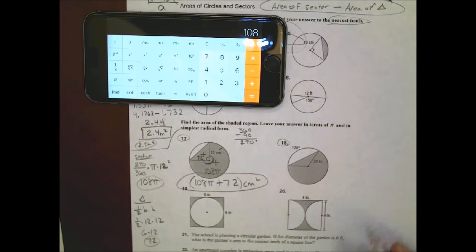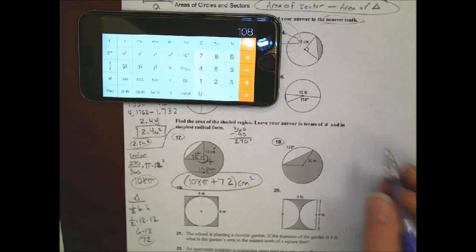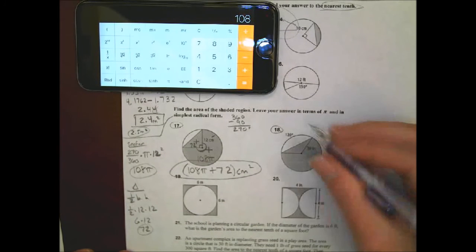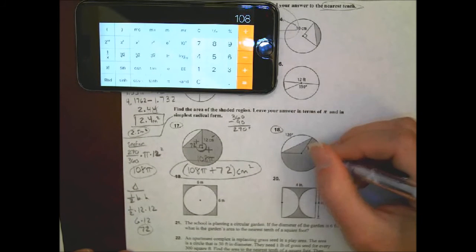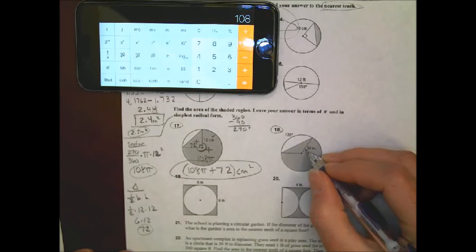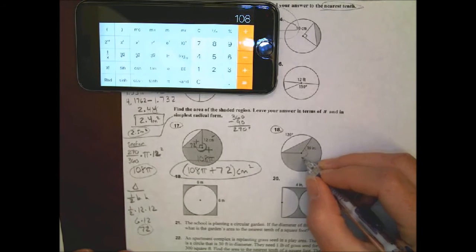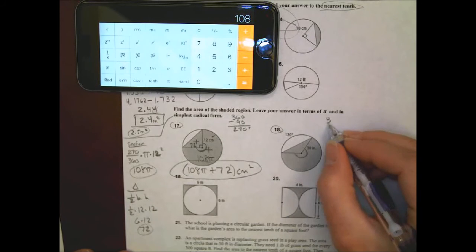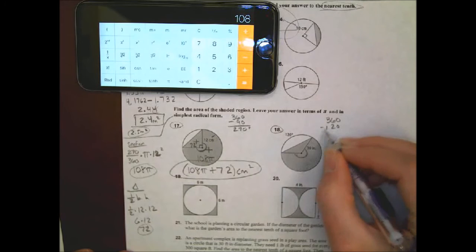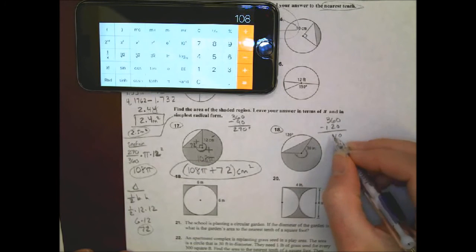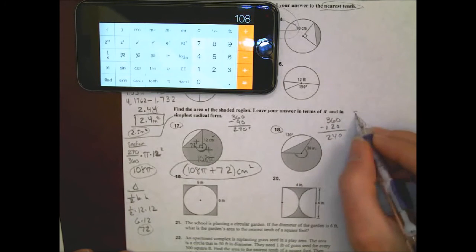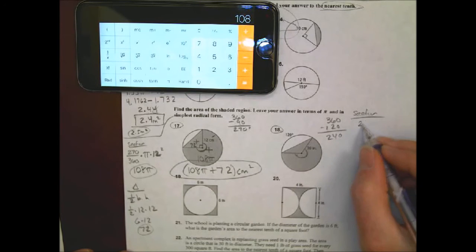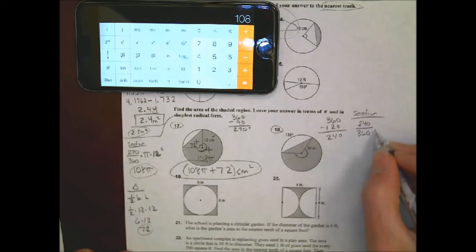Let me show you number 18, because it does bring us back to one of those questions where we have to use a little bit of an altitude to figure out what's happening. All right. First of all, my sector. No problem with the sector. I can see this is going to be whatever is left after 120 is taken out of 360. So 360 minus 120, I get 240. So for my sector, I have 240 over 360 times pi times the radius squared.